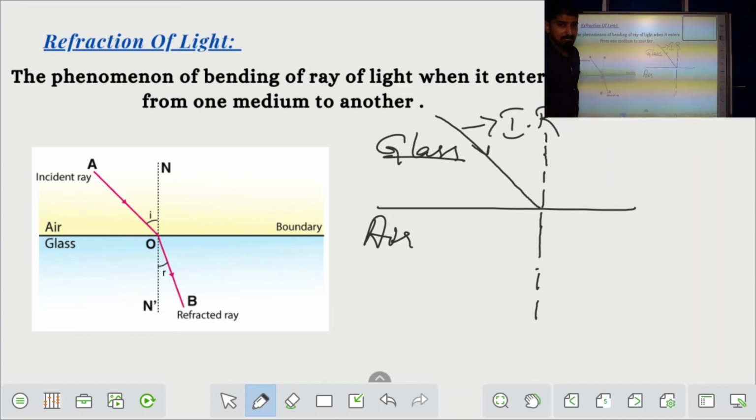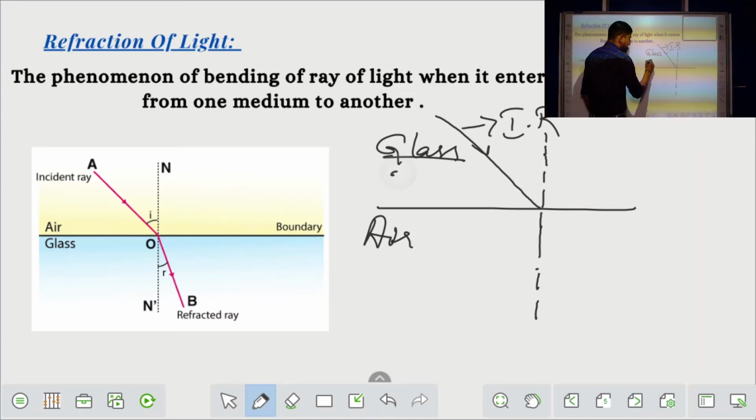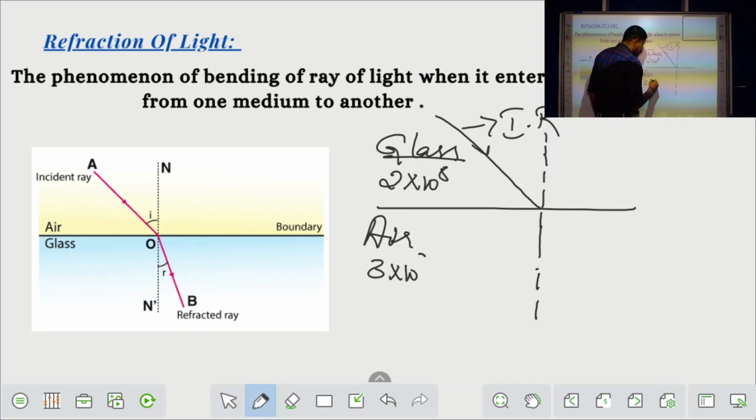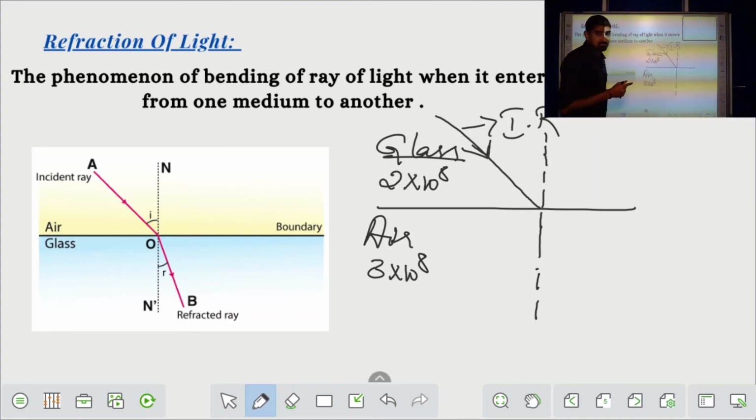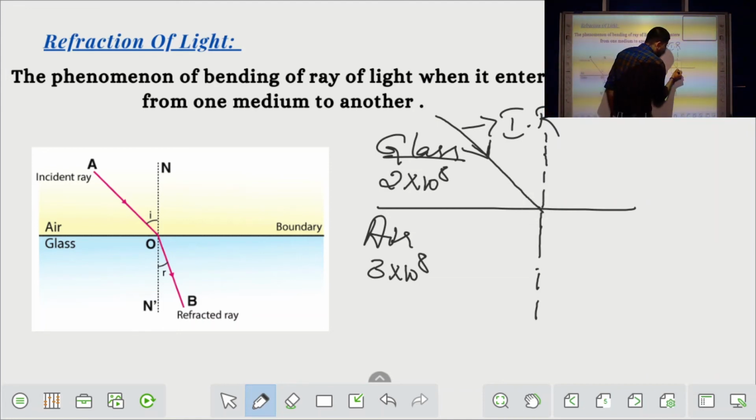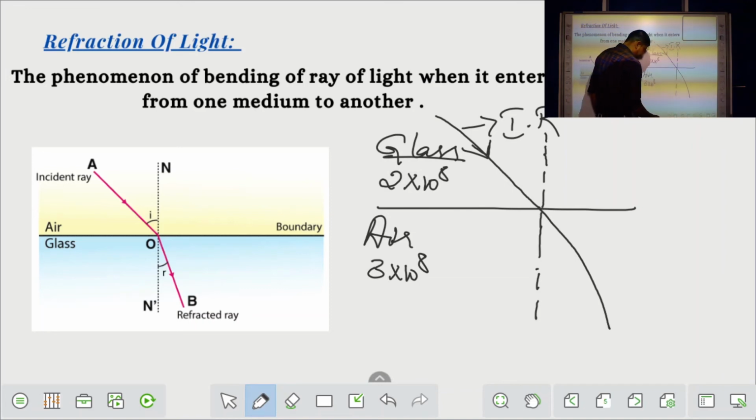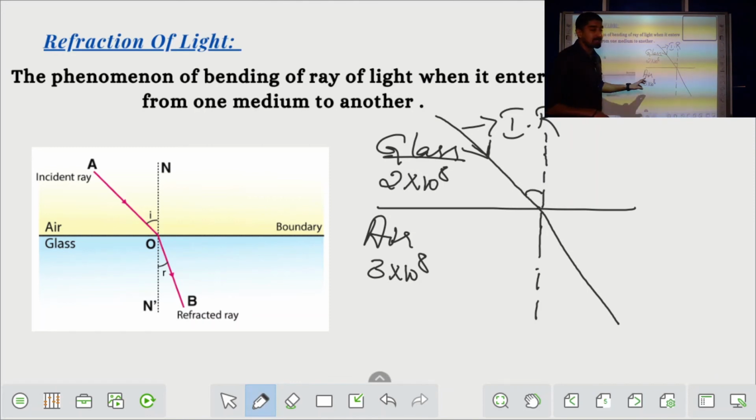Now, in glass, if I say it is 2 into 10 to the power 8, here it is 3 into 10 to the power 8. And the light is coming from the glass medium. Now, where does it bend? The question is towards where it bends. It will bend away from the medium, not towards the medium. Why? What is the reason? Because the speed of light will increase when it goes to air.